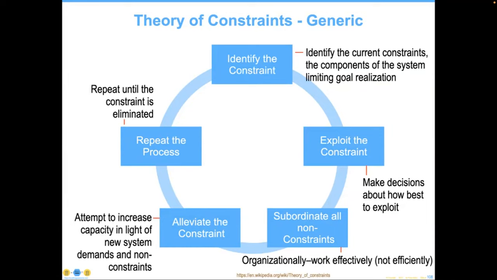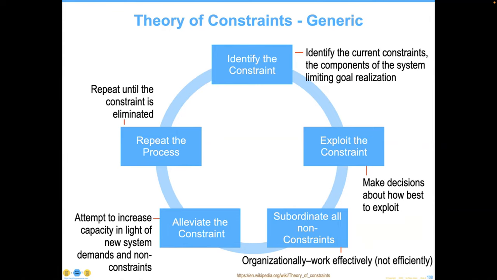Now, if that doesn't immediately fix things, your next step is to subordinate all of the non-constraints. The key there is to work effectively, not efficiently, because most often when we find things and add a new variable into our system, it changes the way things work around it. Then our process overall is throughput. So this is now looking at alleviating the constraint, attempting to increase capacity in light of new system demands and non-constraint surplus that we have in there. Again, you'll see different organizations treat these in different ways, but it's a very, very sane and repeatable process.